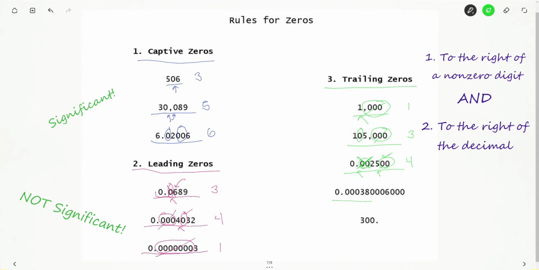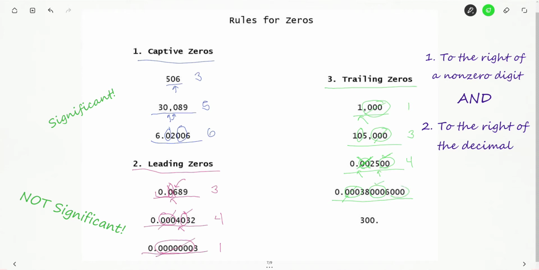All right, now for a nice long one here. Okay, I got lots and lots of zeros here. Let's tease these out and figure out which ones are significant and which ones are not significant. Okay, so here I have leading zeros. We've already determined leading zeros, no good, not significant. Okay, if I come to the middle of the number here, I have 3 captive zeros. Yes, those are significant. You guys are good.